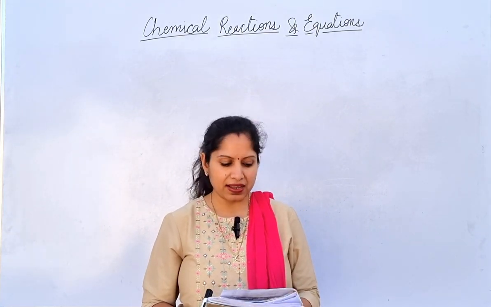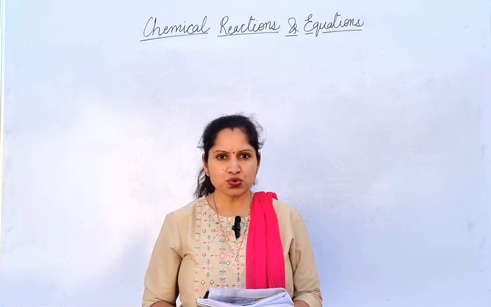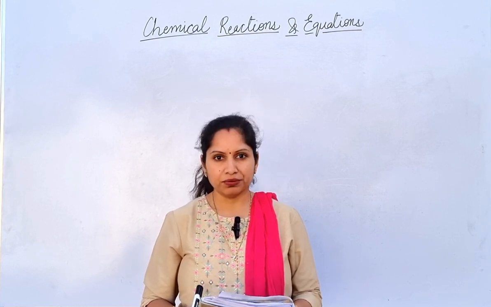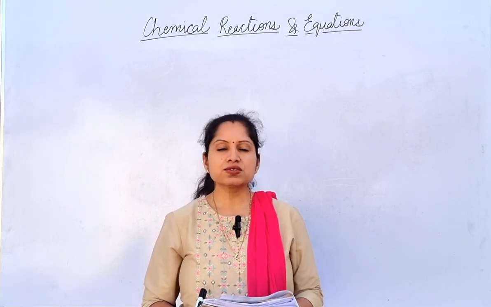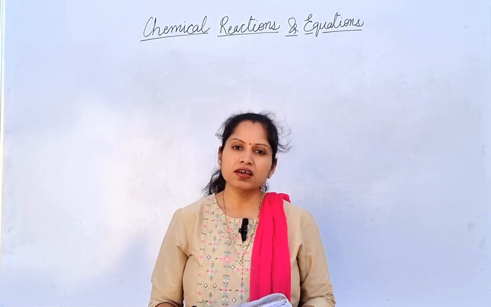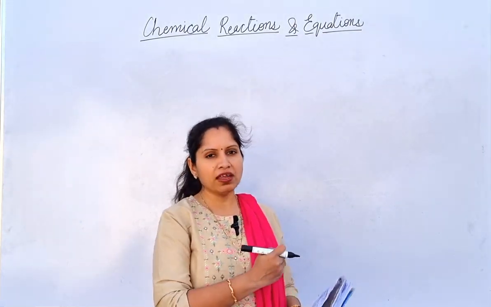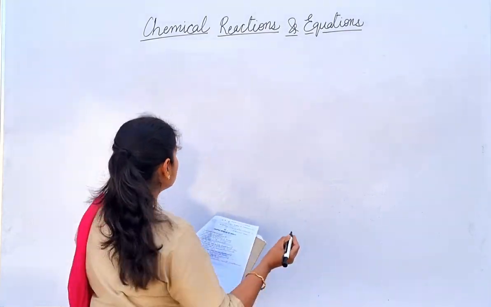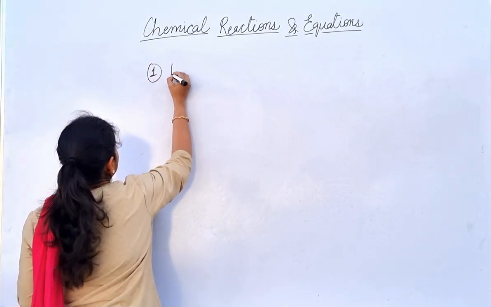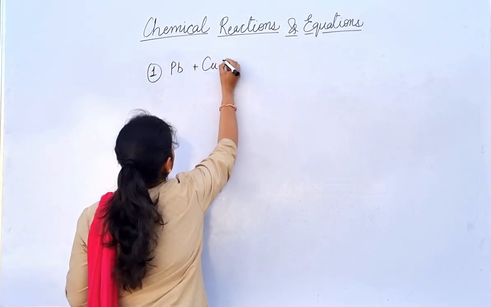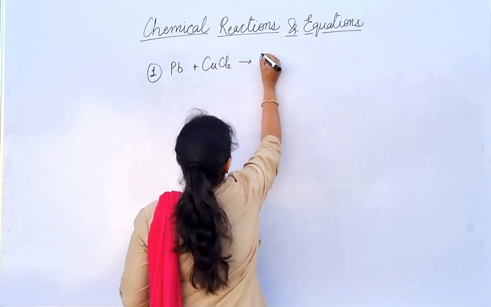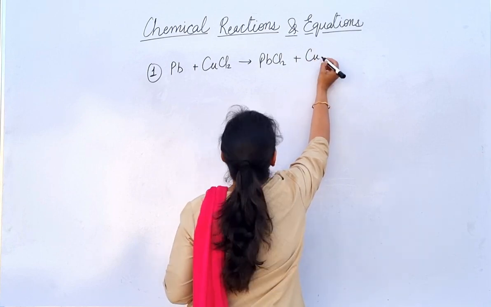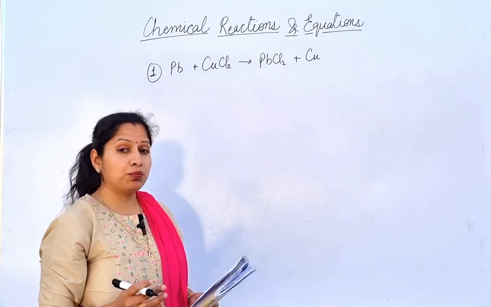First equation that you have to balance is lead combines with copper chloride to form lead chloride plus copper. You also have to mention which type of reaction this is. After telling you every equation, I'll be working it out and you can check whether what you have done is correct or not. Okay, so the first one, lead plus copper chloride gives lead chloride plus copper. So you have to now balance this.